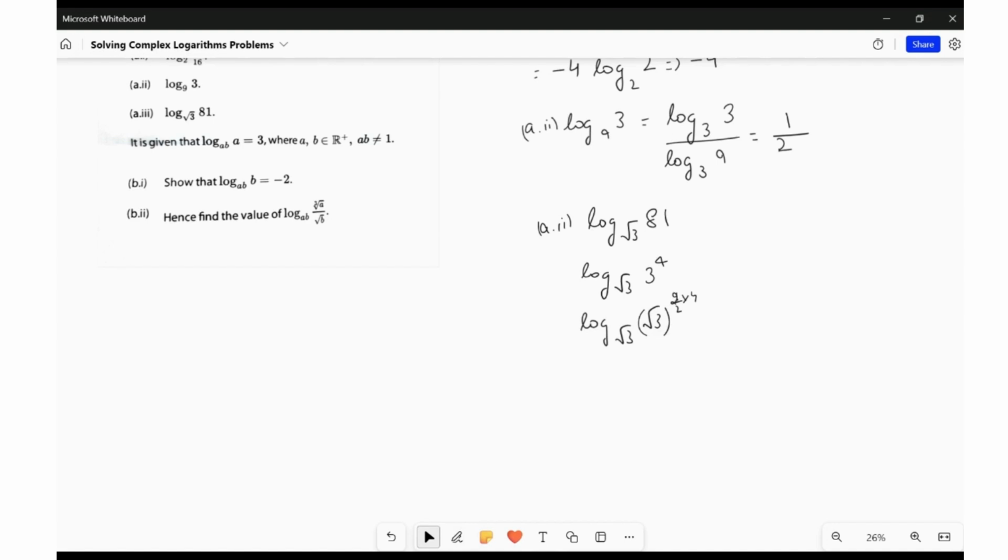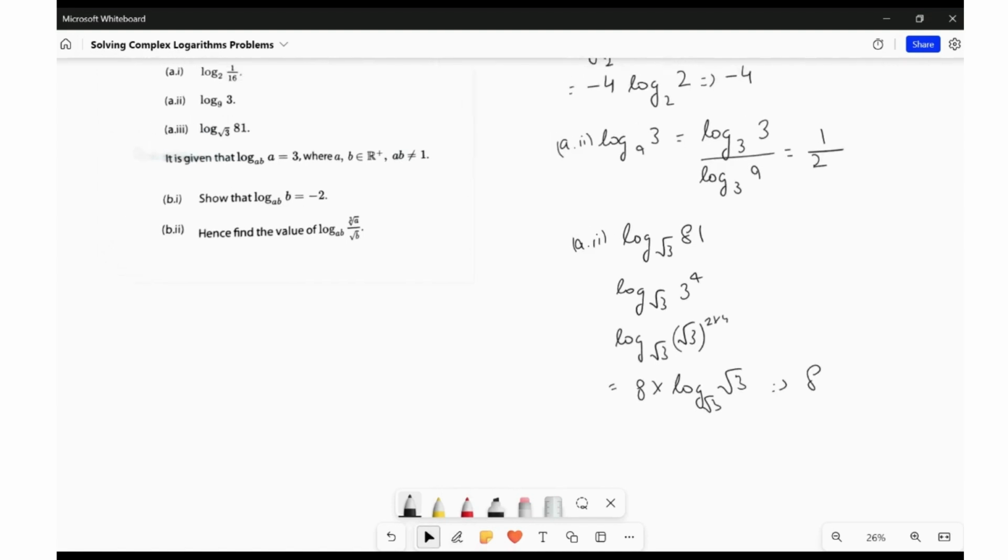Yes, because root 3 square is 3 and 3 to the power 4 is 81. Now 2 into 4 is 8, so 8 into log root 3 base root 3. This is 1, so our answer is 8 for the third part.